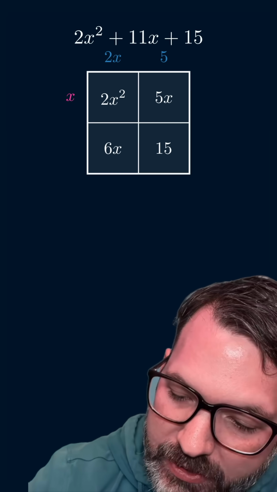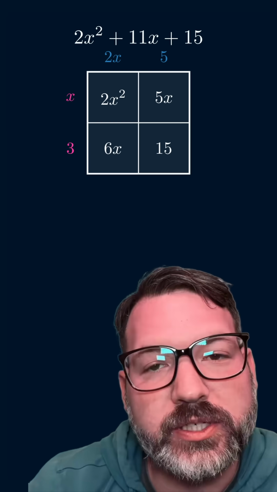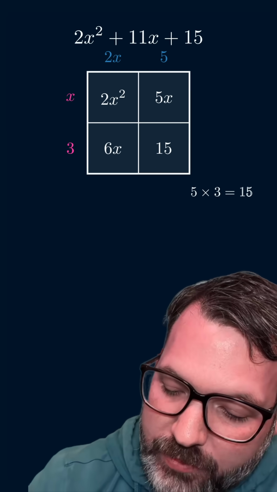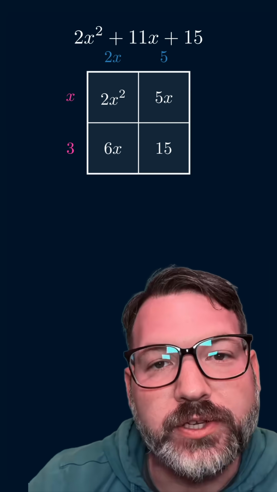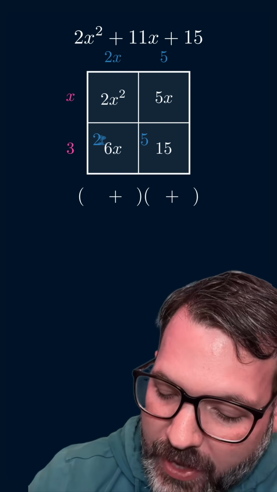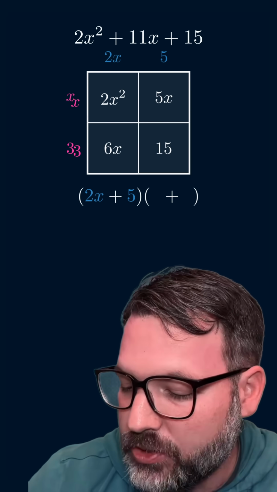2x times what makes 6x? 3. And then we can always check our work. Is it true that 5 times 3 makes 15? Yes. And so this trinomial factors as the quantity x plus 3 times the quantity 2x plus 5.